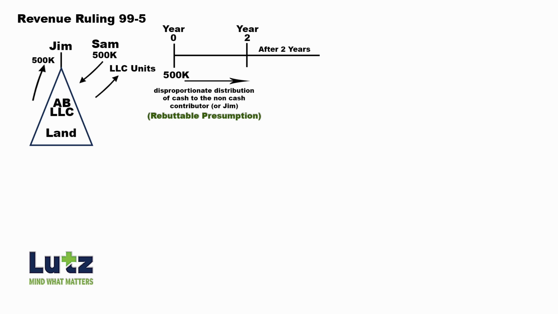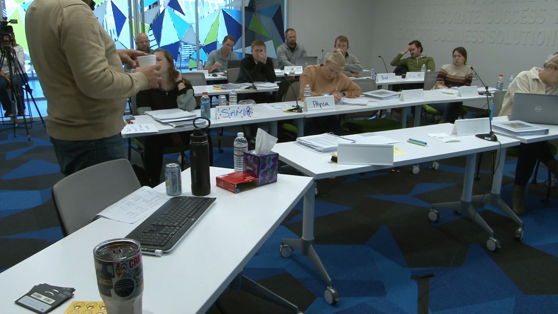So let's say that Sam contributed the $500,000 to AB LLC. In cash, disproportionately comes out. The term rebuttable presumption means the IRS is going to assume that you're a bad actor. And the IRS is going to assume that you have a sale or exchange on that ground. But it's not a given. You have the opportunity to rebut or push back on that assumption. So the fact that you have this cash distribution within that first 2 years doesn't mean that you have a sale or exchange.